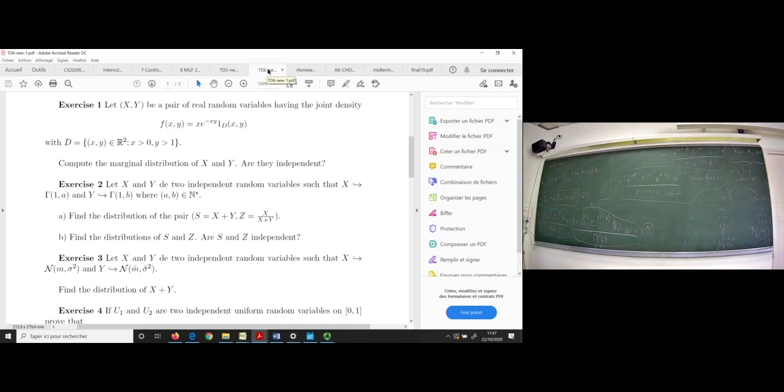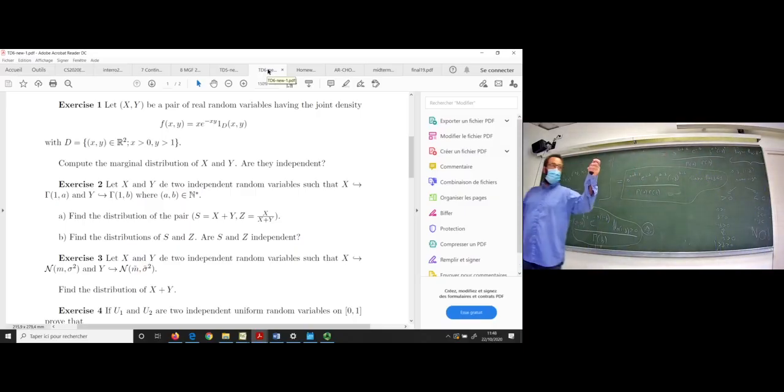And then they told me that I have to compute what is the density of S and the density of Z and see if they are independent. Okay? Are they independent? Yes, because in fact you see that here you have an expression depending on S, and here you have an expression depending on Z. It means that you can separate the variables. So they are independent. I can express the joint density as a part depending only on S and a part depending only on Z.